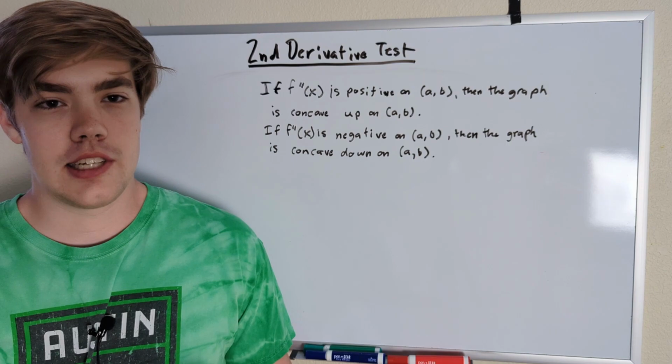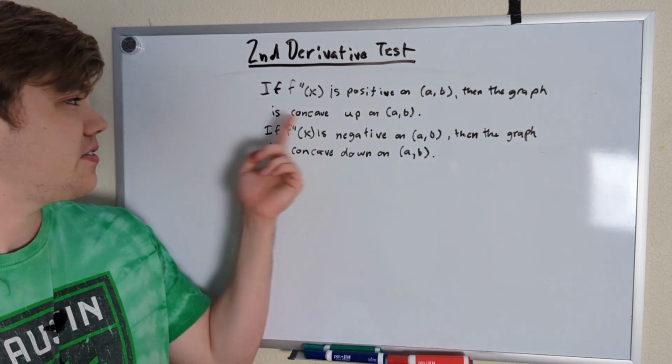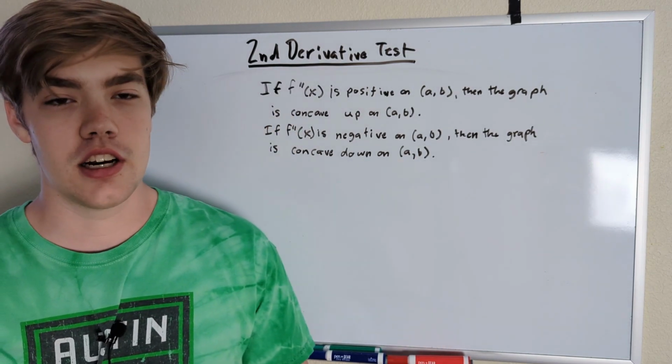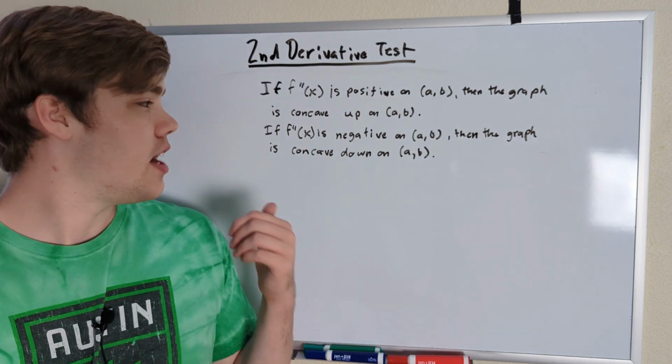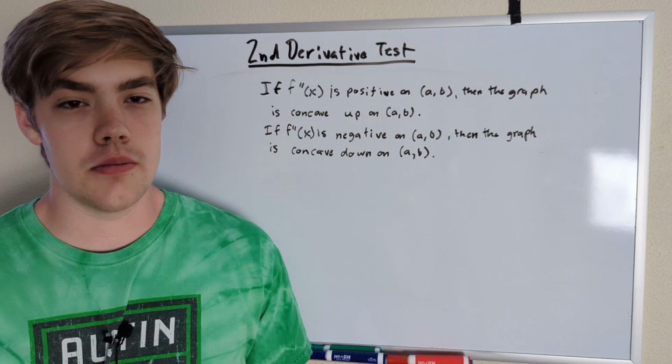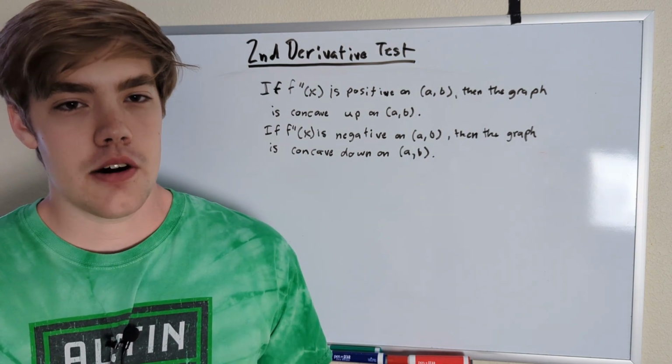So let's talk about some of the stuff that I was talking about just a second ago. I've written two rules down about the second derivative test. If f double prime of x is positive on the interval from a to b, then the graph is concave up on that interval. And if f double prime of x is negative on a to b, then the graph is concave down on a to b.